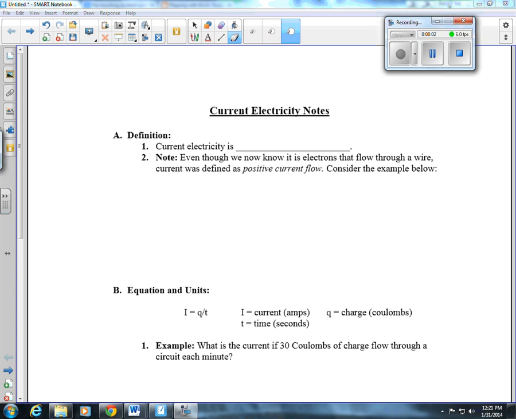Okay, we're going to start our current electricity unit. I think you're going to like the unit a lot. It's fairly straightforward, pretty easy, and it's very applicable to real life. Everything we use that uses electricity is using current electricity. So our lights, our computers, our clothes dryers, hair dryers, all of that is using current electricity.